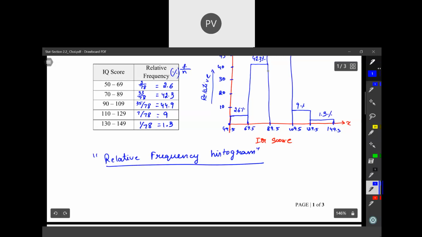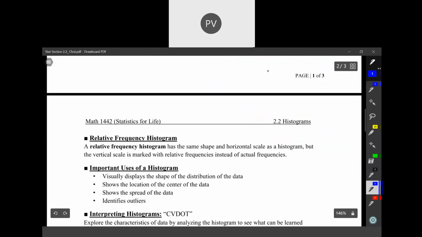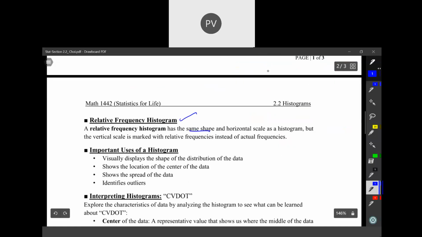Okay, this is called a relative frequency histogram, which has the same shape and same horizontal scale. The only difference is the vertical scale. If your vertical scale is marked with relative frequencies, then the histogram will be called a relative frequency histogram.